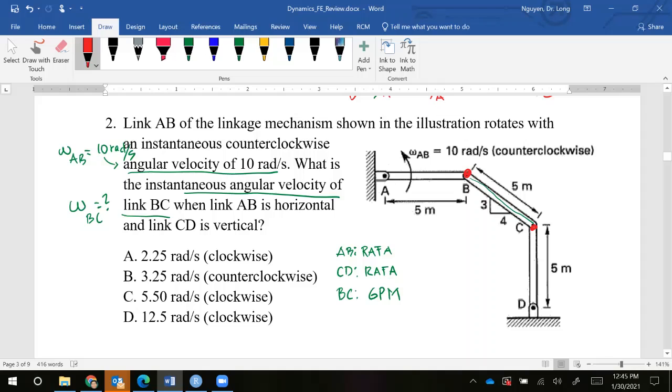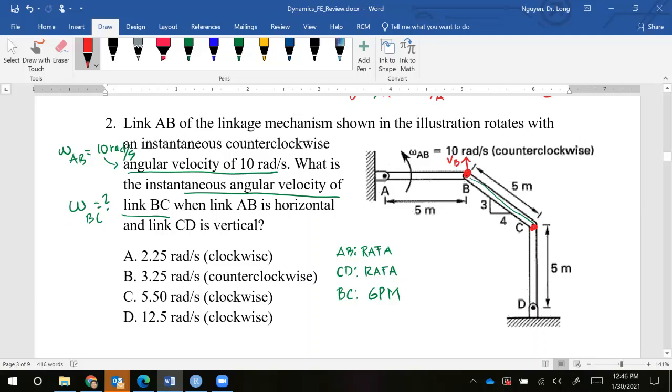B also belongs to AB, and AB is Rafa, about A. So the velocity is always perpendicular to the radius. So as you can see, at point B, the velocity has to be vertical. More specifically, in this case, it goes up. It goes up because it has to be the same sense of direction as the angular velocity omega AB. Omega AB counterclockwise, VB goes up. So to make it make more sense, right? So that we have VB.